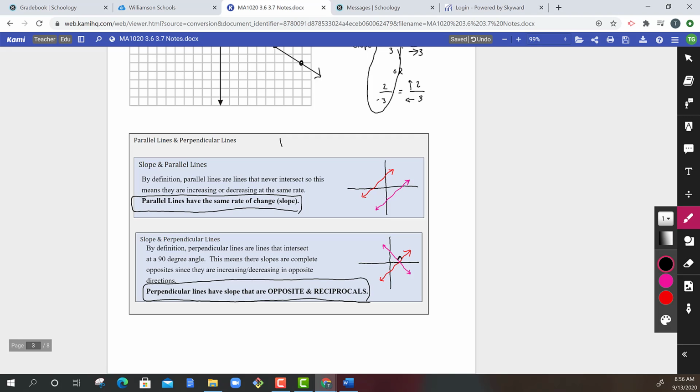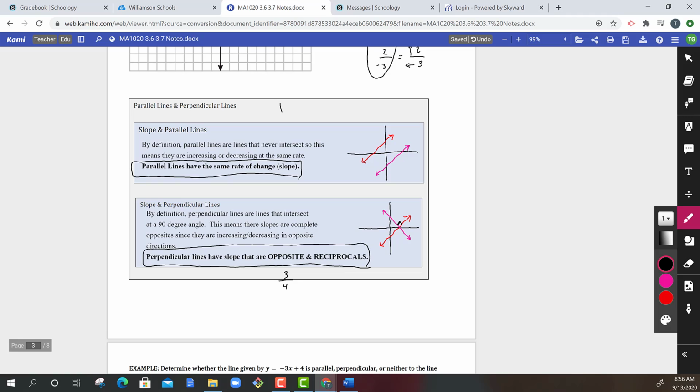And just to give you an example of what two opposite reciprocal numbers might look like. So if one slope is, let's say, 3/4, the opposite reciprocal to 3/4 would be negative 4/3. That's the opposite part. The reciprocal part would be the 4/3 part. So those two numbers are opposite reciprocals. Take one other number, like a whole number, 3. Remember, any whole number you can write over 1. So the opposite reciprocal to 3/1 is negative 1/3.